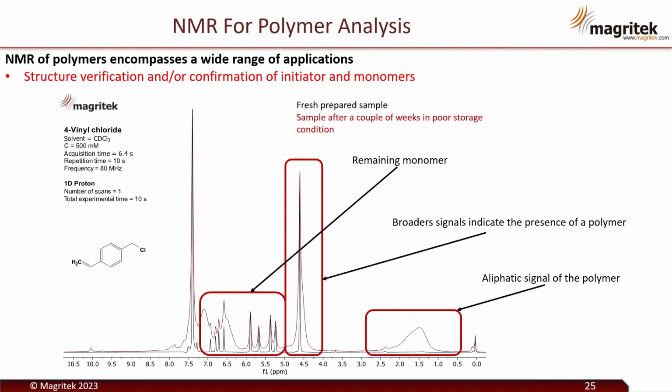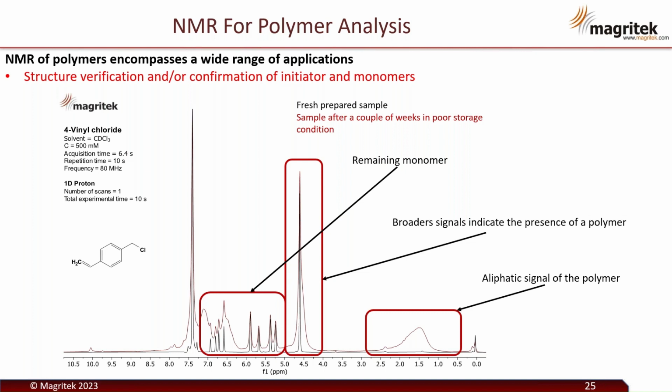This can be viewed through this individual spectrum of 4-vinyl chloride, in which the black trace is the 4-vinyl chloride 1D spectrum of a freshly prepared sample. We see that everything is nice and sharp, indicating that there really isn't a presence of the polymer. But after storage of this sample over a couple weeks in very poor storage conditions, we not only see new signals arise corresponding to the polymerization of this particular monomer, but also the line width of these individual signals broaden, indicating a higher viscosity for the sample through the polymerization process of this particular monomer.